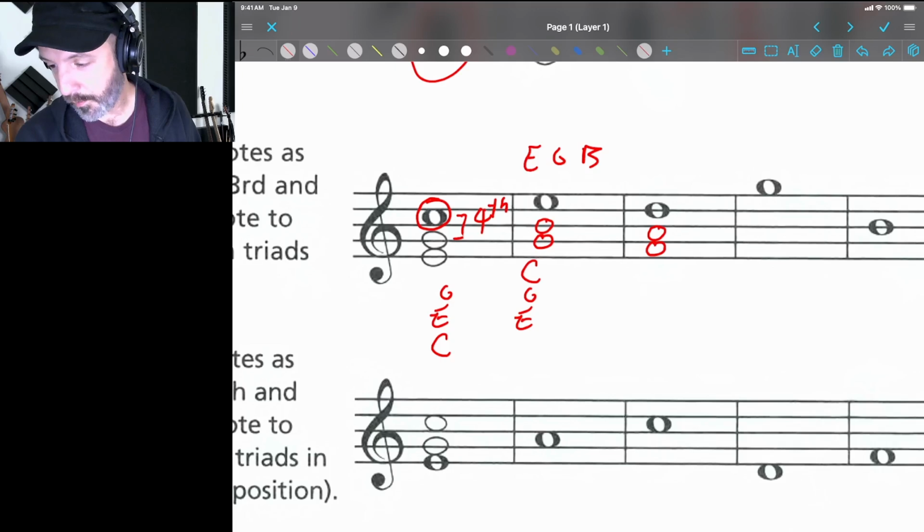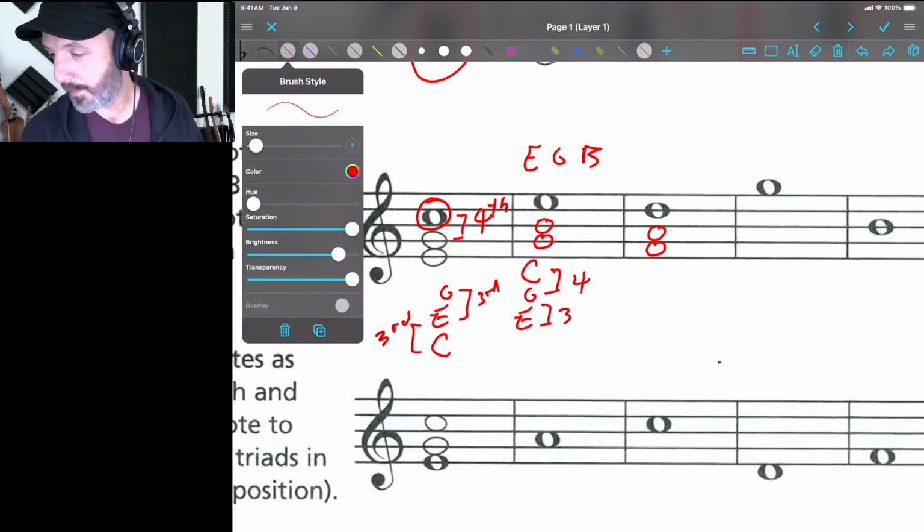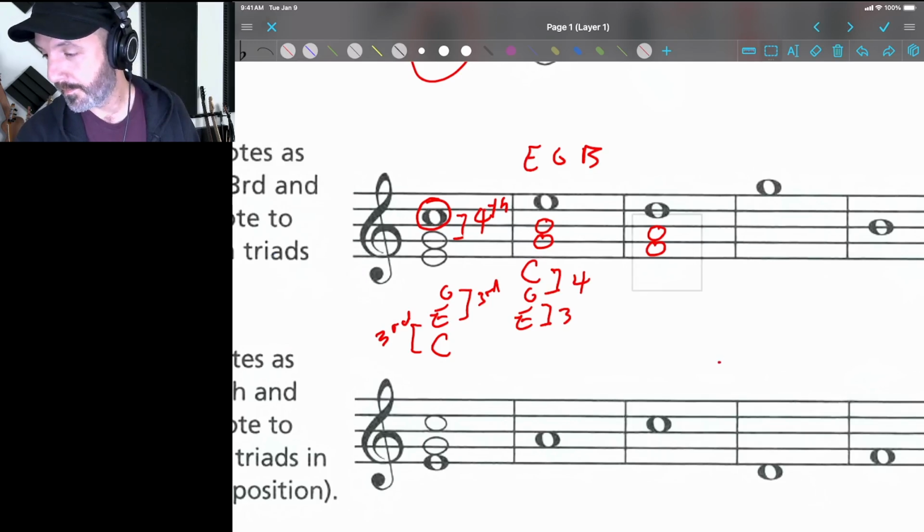I'm not looking at the quality right now. I'm just looking at it visually. We're just going to call it a third. We're not going to worry about if it's a major or a minor third. We're just going to call it a third. This is a fourth, third. So that's the key. Maybe I'm over explaining this, but it's a little trick.